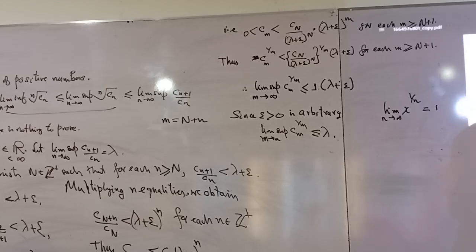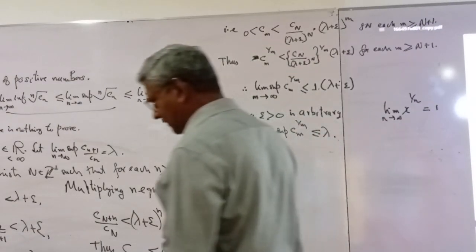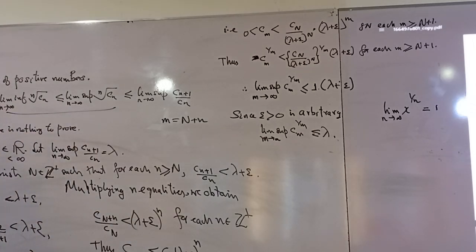By the way, this is a result you will have to use quite often in analysis classes. Lim inf Cn plus 1 over Cn is less than or equal to lim inf nth root of Cn, less than or equal to lim sup nth root of Cn, less than or equal to lim sup Cn plus 1 over Cn. So we have to prove the left hand side inequality then.